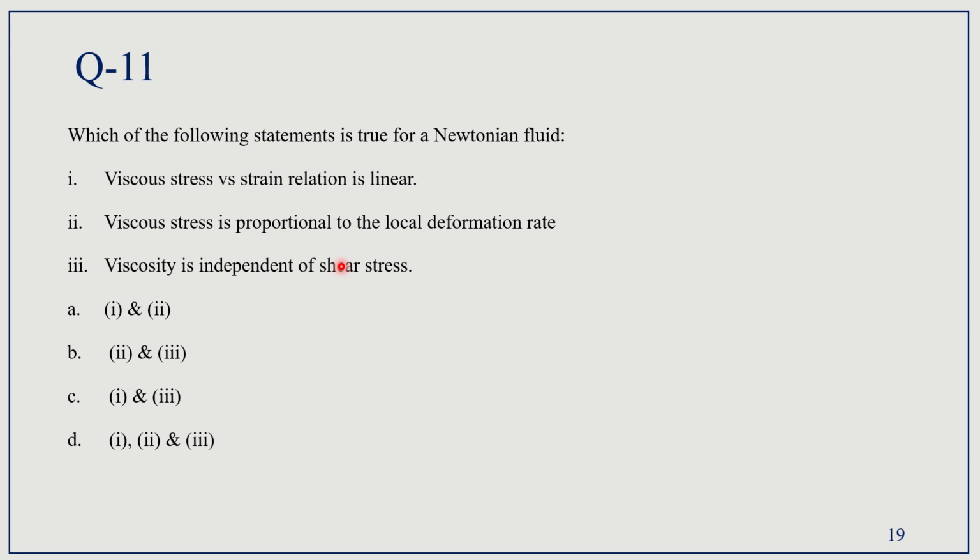So the question is regarding Newtonian fluid. Newtonian fluids are nothing but those that obey Newton's law of viscosity. In this law, the shear stress is directly proportional to the shear rate. So here option 1, viscous stress versus strain relation is linear, is false. Viscous stress versus strain rate is linear, but strain is not linear.